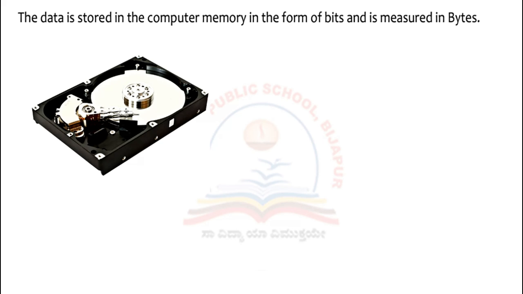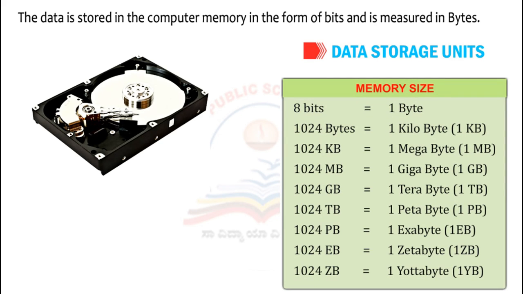Children, hope you understood about the bits. Now let's understand about the bytes in detail. Data storage units, memory size. Children, bit means it is 0 or 1. A group of 8 bits is equal to 1 byte. 1024 bytes is equal to 1 kilobyte, 1 KB. 1024 KB is equal to 1 megabyte, 1 MB.